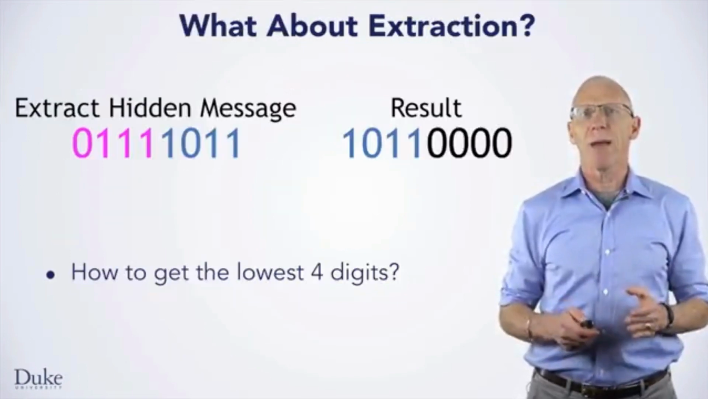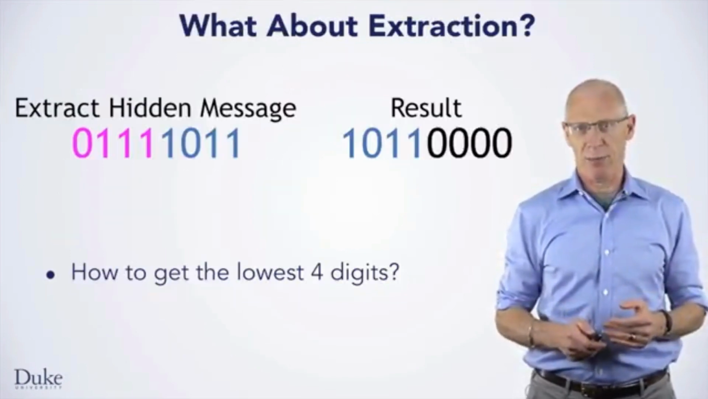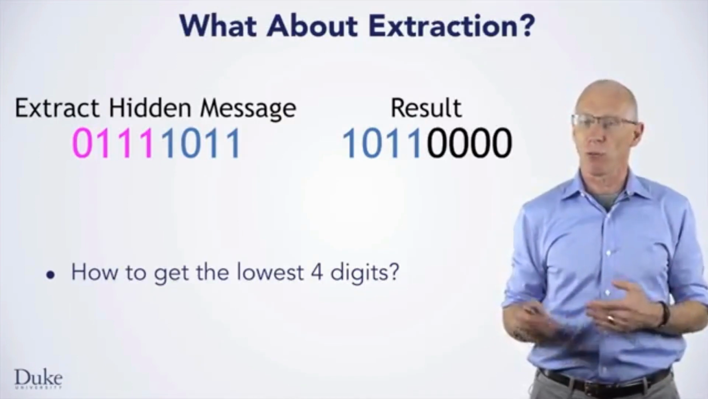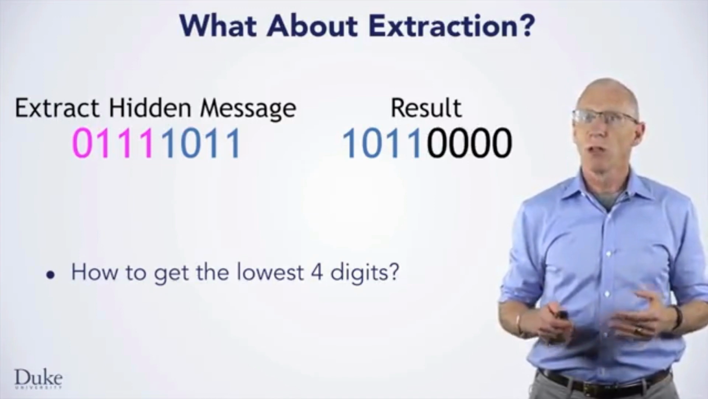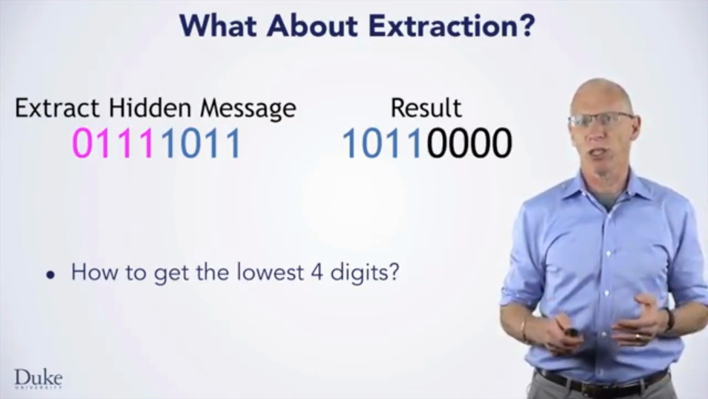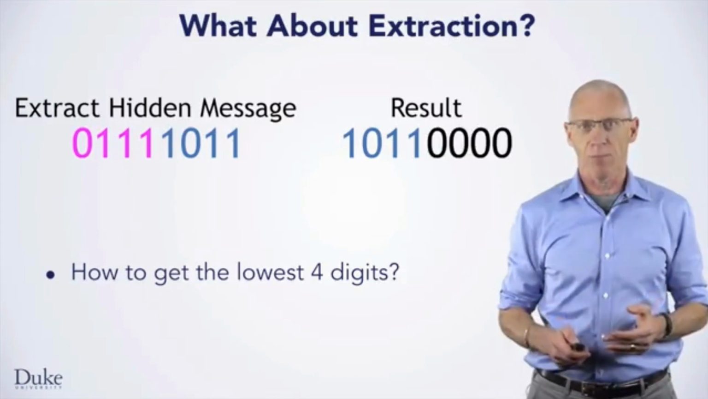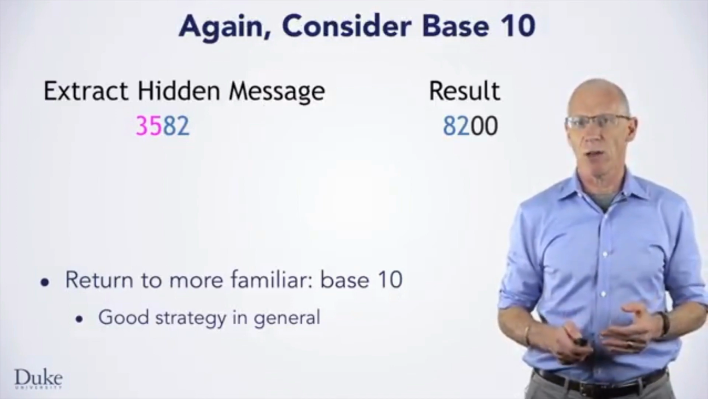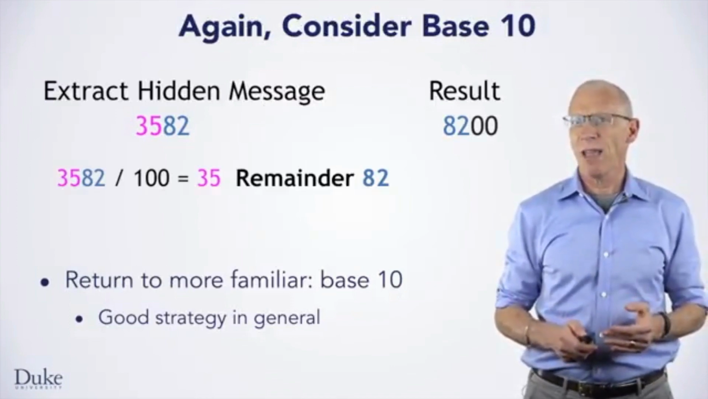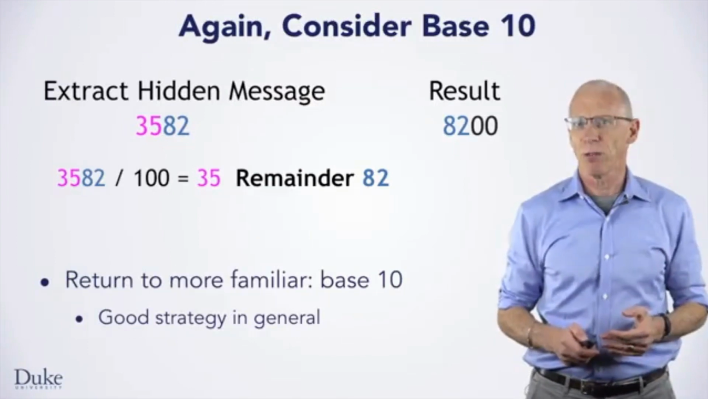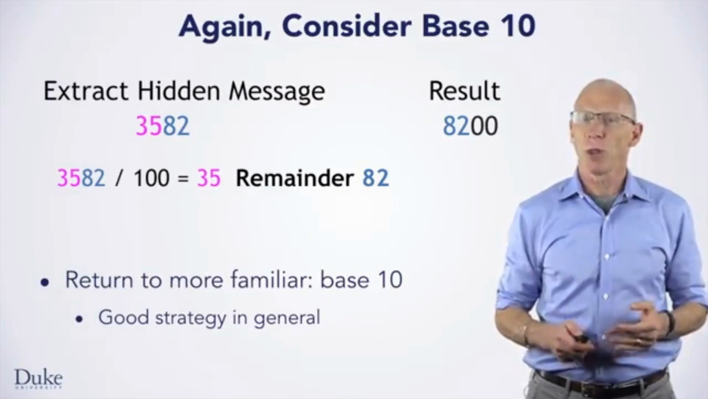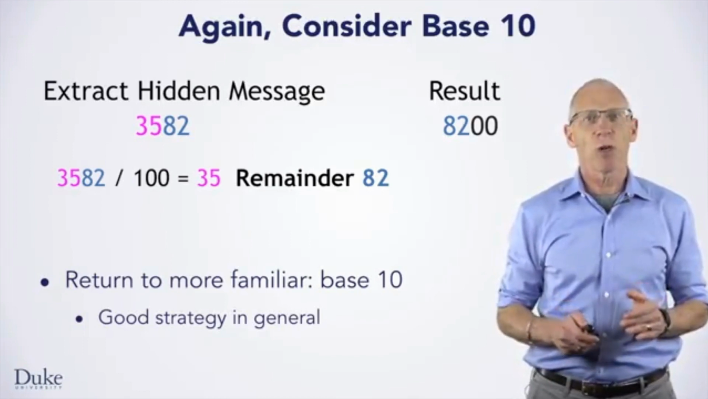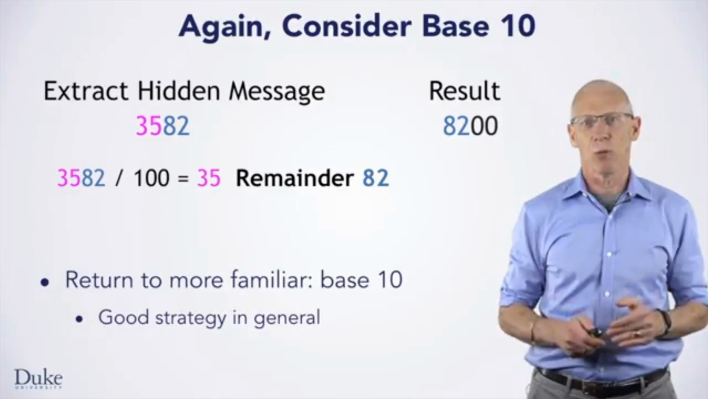But what about the math to extract the hidden image? How do you get the least significant 4 digits out of the number on the right, shown in blue, to make them into the most significant 4 digits of the number on the left? Let's again go back to the more familiar base 10 scenario. When you take 3582 and divide by 100, you get 35 with a remainder of 82. That 82, the remainder when you divide, is exactly what you want.